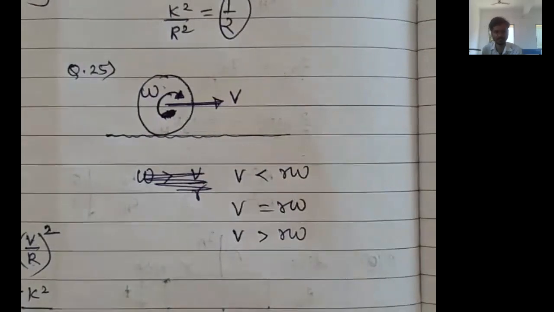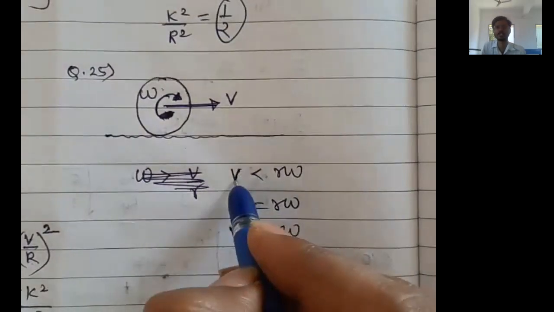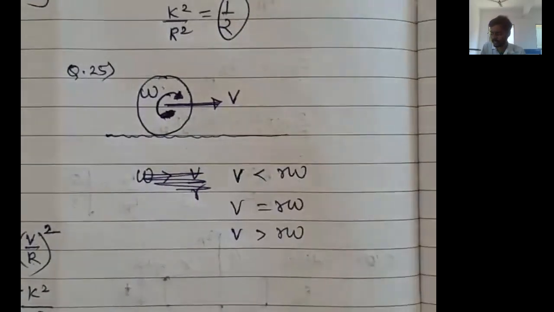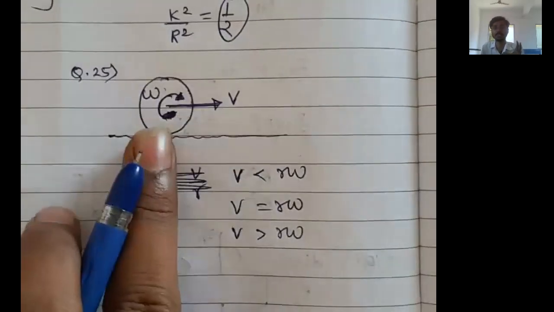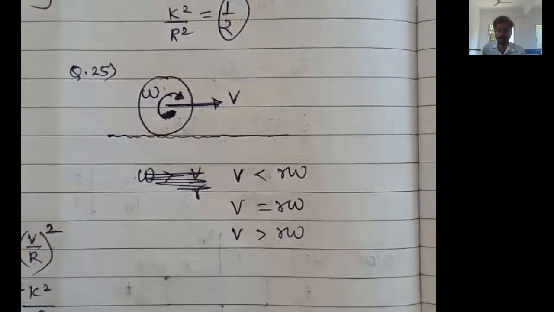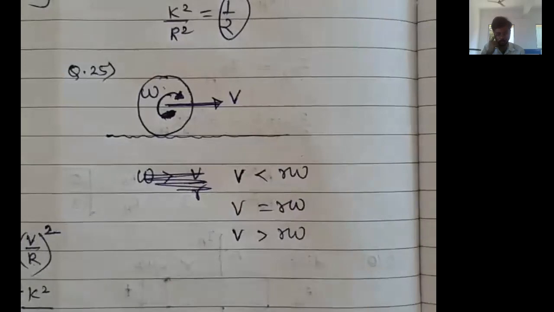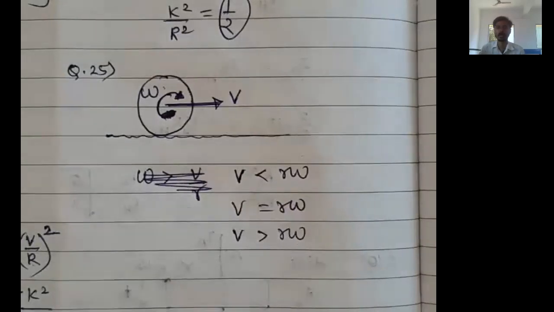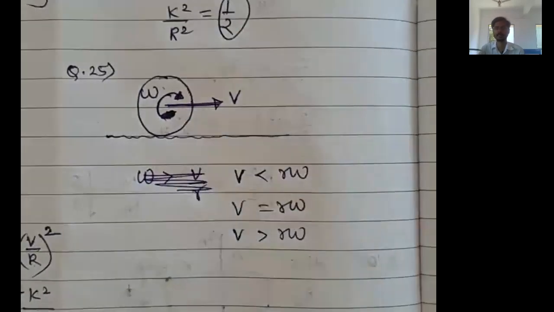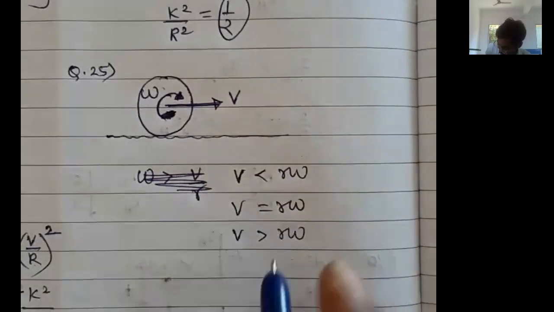Fine, very simple case. If v is less, friction will try to increase v and decrease omega, because initially there will be slipping as well as rolling, means rolling with slipping. After some time the sphere begins to roll properly. Properly means v becomes equal to r omega, means rolling without slipping.